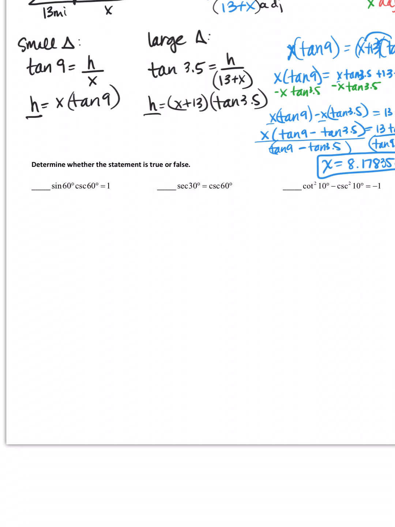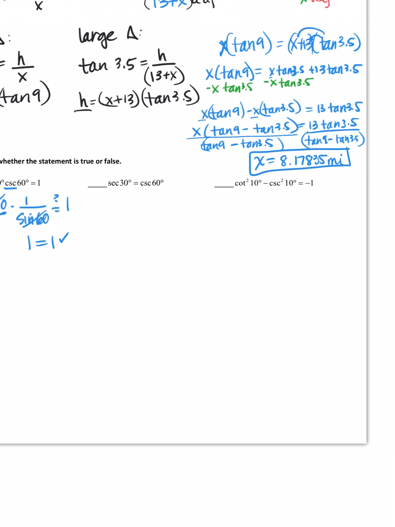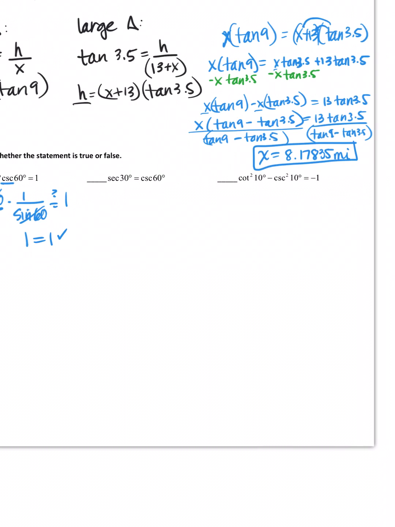Okay, so let's think about this. The cosecant of 60 is 1 over the sine of 60, isn't it? So let's see, if I multiply these, don't these cancel out and I have 1 equals 1? So this one, in fact, is a true statement. Look at the next one, secant of 30 and cosecant of 60. Now, these are reciprocal identities, right? So let's put them in cosines and sines. So this would be 1 over the cosine of 30, and this is 1 over the sine of 60.